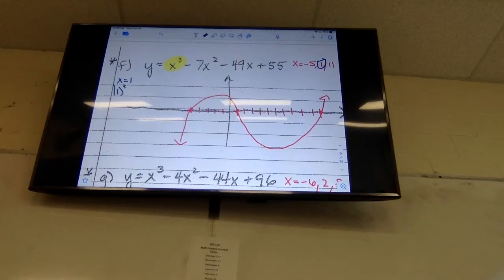I'll do 1 to the 3rd, minus 7 times 1 squared, minus 49 times 1, plus 55. 1 to the 3rd is 1, minus 7, minus 49, plus 55. Minus 6, minus 49, plus 55. That equals 0. So that's a good check.